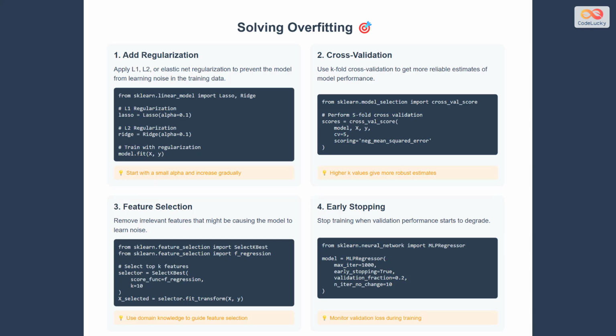The fourth solution is early stopping. Stop training when validation performance starts to degrade. Below is the code snippet. from sklearn.neural_network import MLPRegressor. model equals MLPRegressor with max_iter equal to 1000, early_stopping equal to True, validation_fraction equal to 0.2, and n_iter_no_change equal to 10. Monitor validation loss during training.